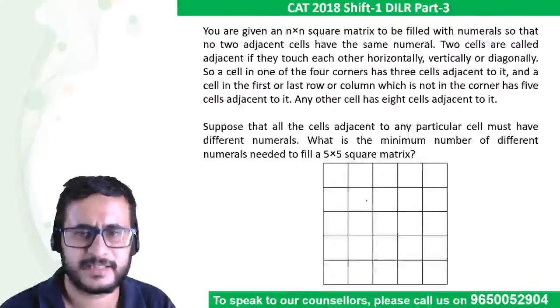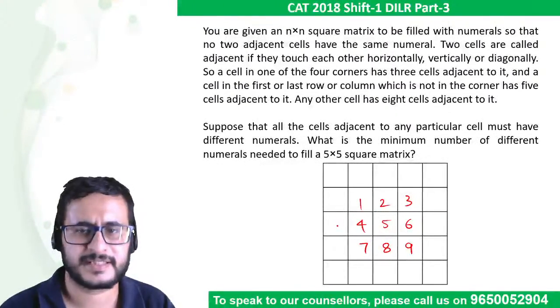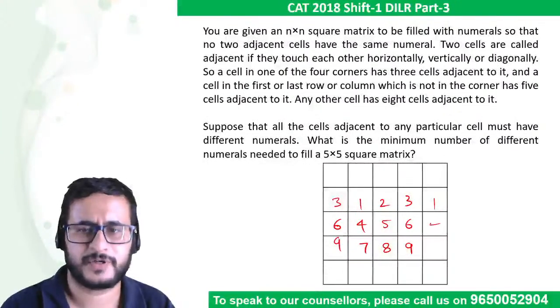Okay, so let us start with some central cell. Let us fill like this: 1, 2, 3, 4, 5, 6, 7, 8, 9. I'll put 4 as the central. Now 3, 6, 9 are pending. So 3, 6, 9 and 2, 5, 8. 1, 4, 7 is pending. So I'll put 1, 4, 7. Okay, so I can produce 6, 4, 5 like this. Okay.